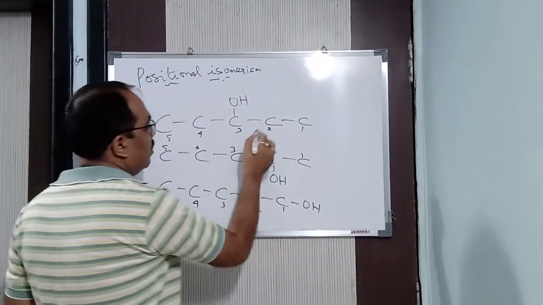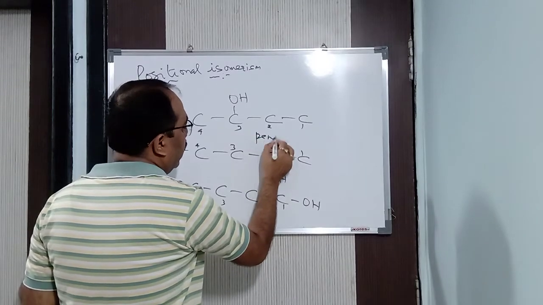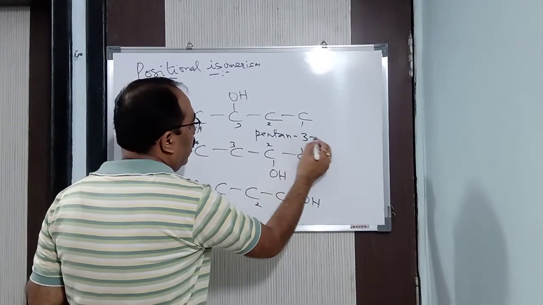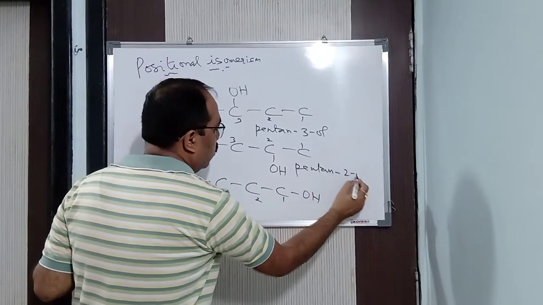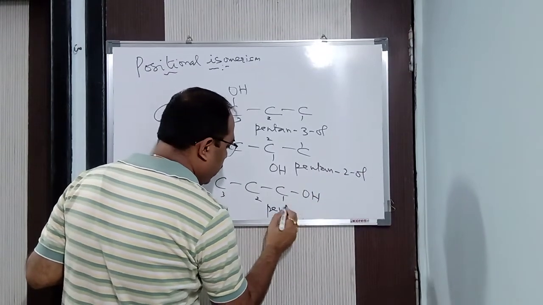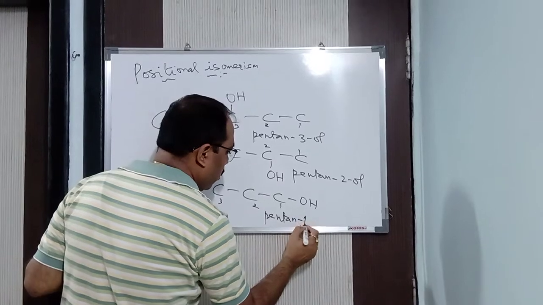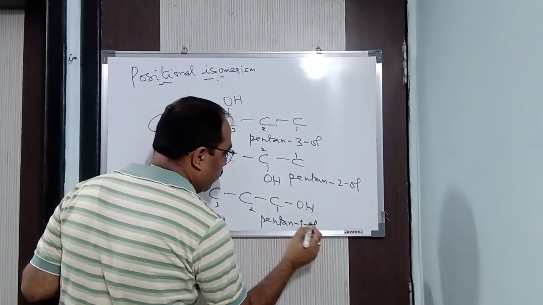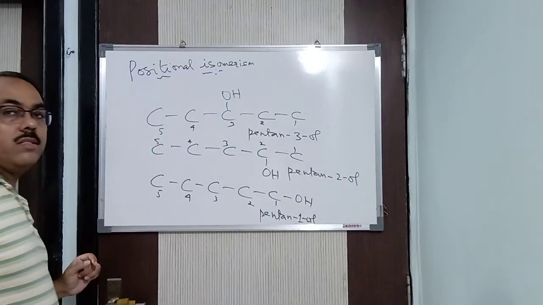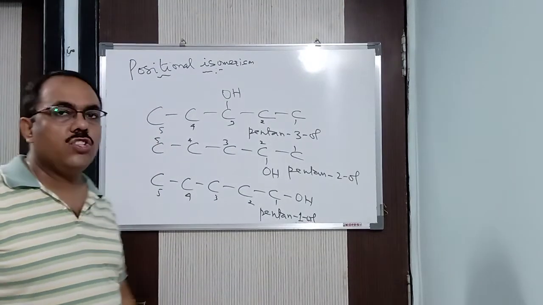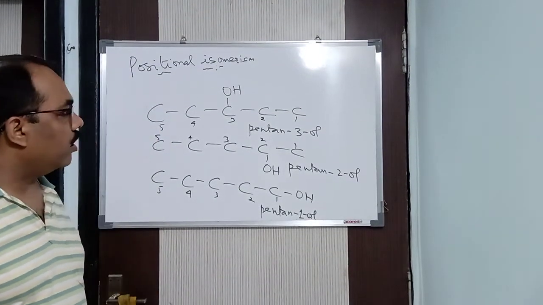So what is the name of this compound? The name of this compound is pentan-3-ol. This is pentan-2-ol, and this is pentan-1-ol. You can also say pentanol, but it is better to write 1 because we are specifying the position. So pentan-1-ol. So what is differing here? The position of the functional group is different.